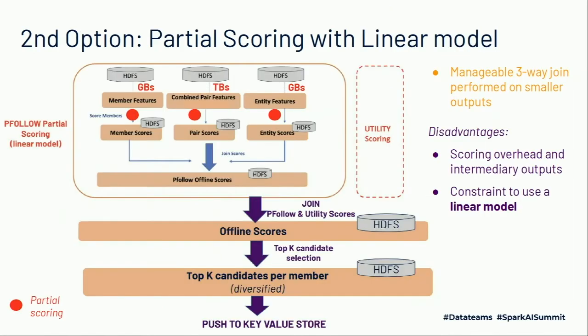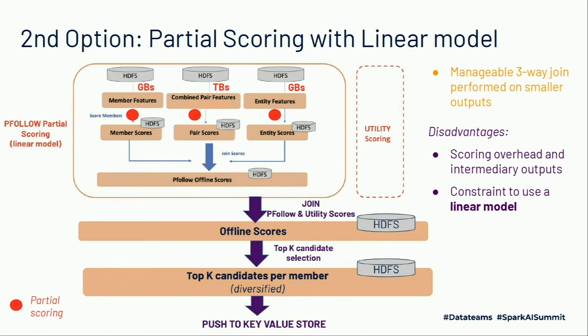So this option was prohibitive for us. It was too expensive. So the second option, which is the one we initially adopted in Follows Relevance, is the partial scoring using a linear model. Let me explain what this is. In the picture, you recognize at the top the three features tables: member features, pair features, and entity features. The idea is, instead of joining all the features together, to try to reduce those inputs as much as possible so that the three-way join becomes manageable.